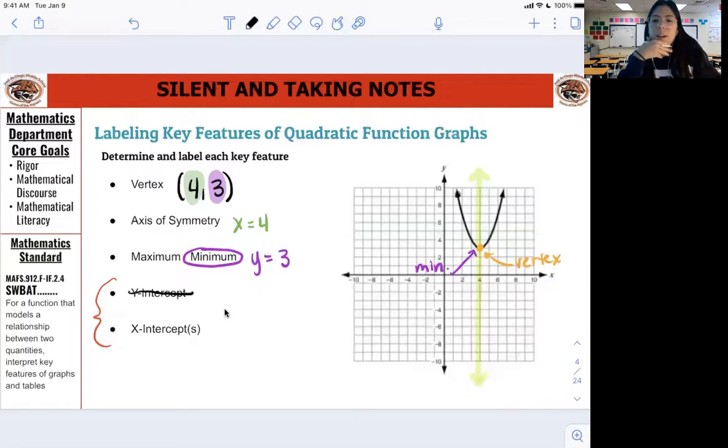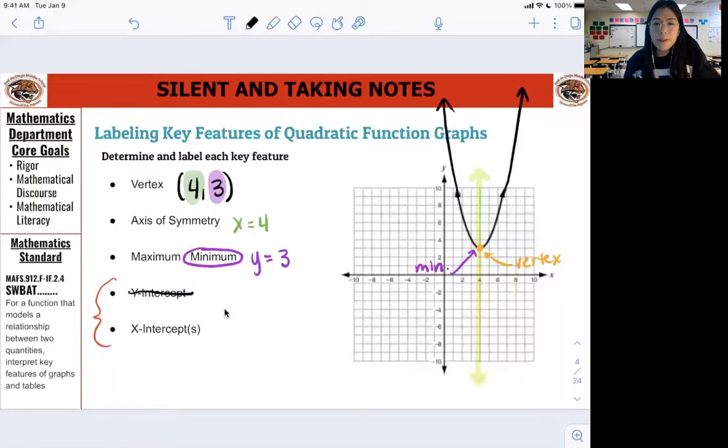But x-intercepts, let's think about that one for a moment. What do you guys think? Is this graph going to touch the x-axis? No, right? Because what's going on is this graph is going to go up, up, up forever. It's not going to come back down.